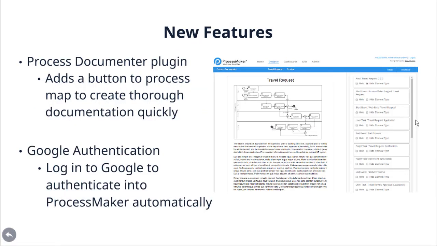We also have two really big new features coming with ProcessMaker 3.3.0. The first one is the Process Documenter plugin. So you'll see today that the Process Documenter plugin adds a button to the process map, which allows you to create documentation in just a few minutes. And you'll see just how easy that is.